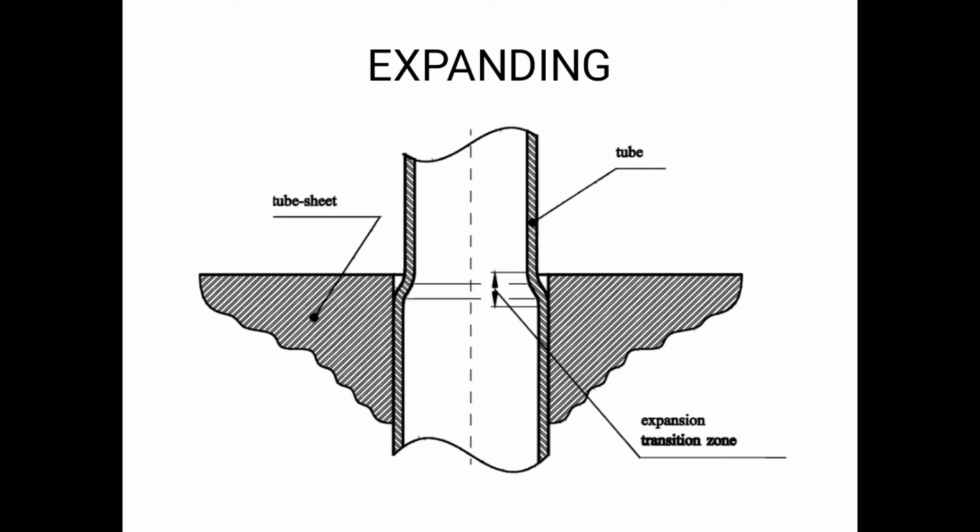You see in the slide, which is very clear, that one side of the tube has less diameter and the other side has expanded diameter. And you can see also the transition zone. And this is a method to fit the tube in the boiler. I hope you understand what is expanding. It is, I think, clear from the sketch. So we go to the next.